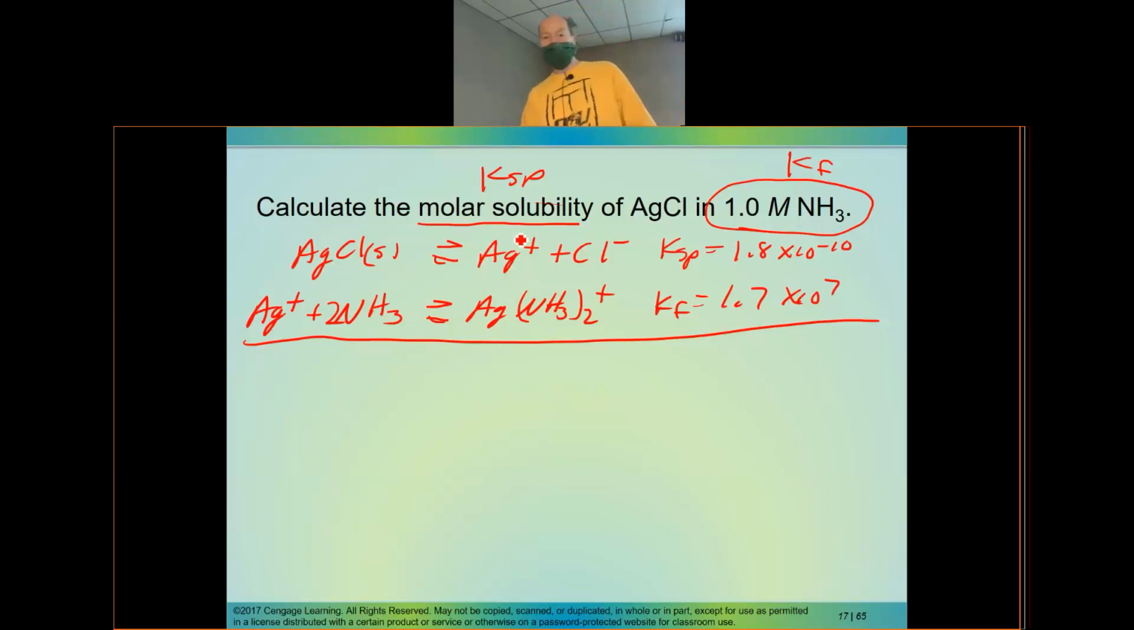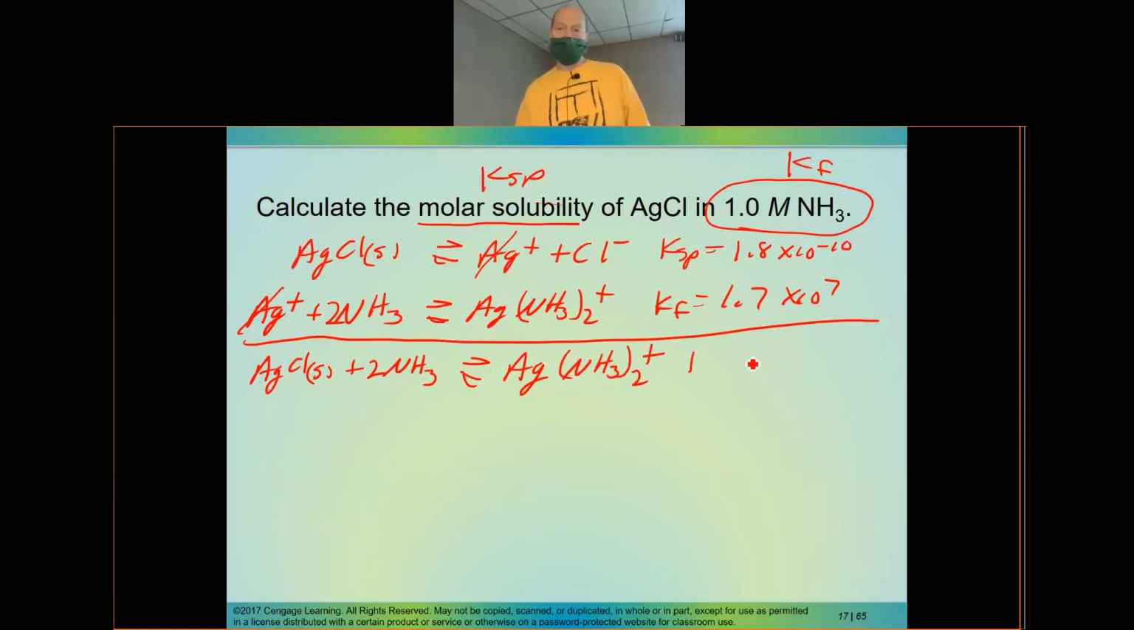When you do, you will notice that the Ag+ is going to cancel. So you end up with AgCl solid and 2 NH3. So here's where you get AgCl in NH3, and you're looking for its solubility. And that gives you your Ag(NH3)2+ and Cl-. Now you've got to find the K value.